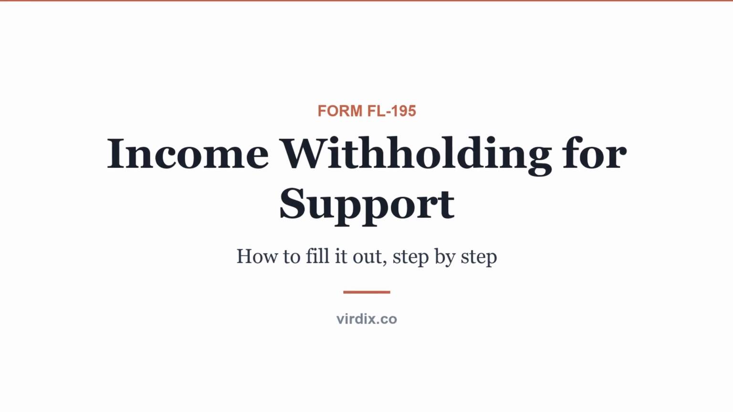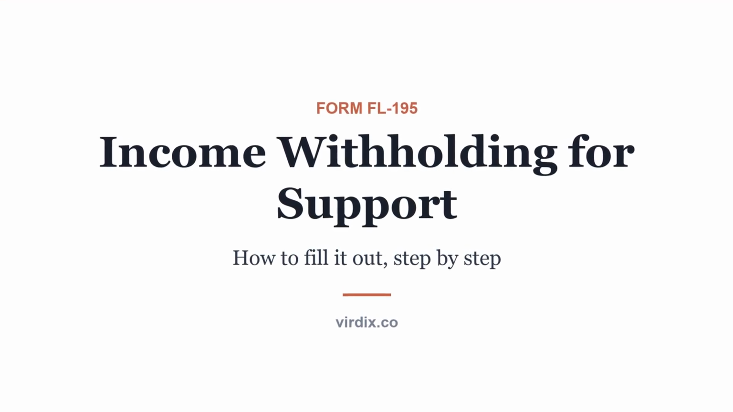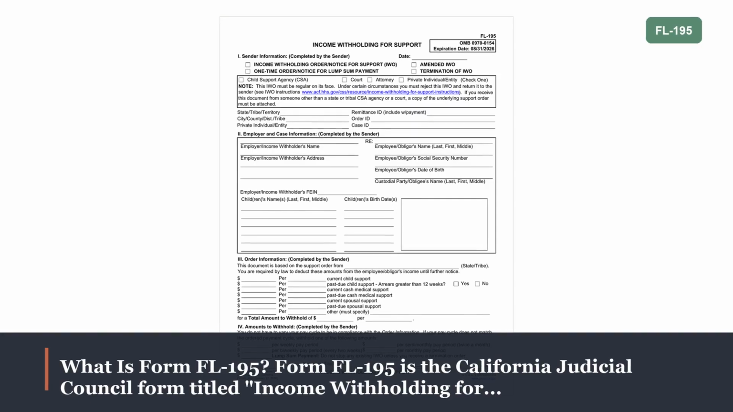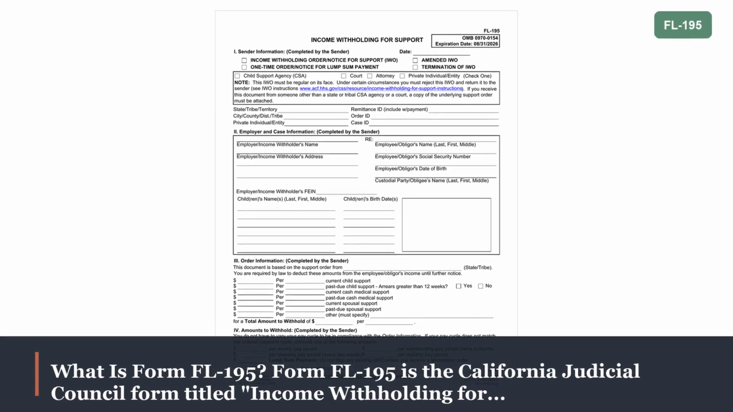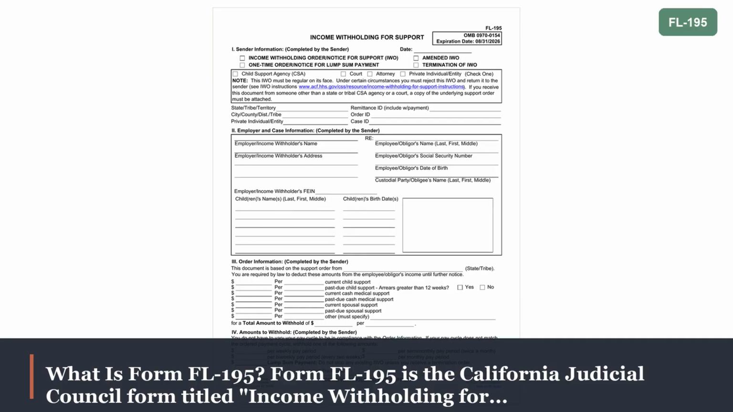A section-by-section walkthrough of California Form FL-195, Income Withholding for Support, the order that directs an employer to deduct child or spousal support directly from a paycheck. What is Form FL-195? Form FL-195 is the California Judicial Council form titled Income Withholding for Support. It is served on an employer, called the income withholder on the form, and tells that employer who the employee, the paying parent or spouse, is, how much current support to withhold from each paycheck, whether an additional amount should be withheld toward past due support, and where the withheld money should be sent.